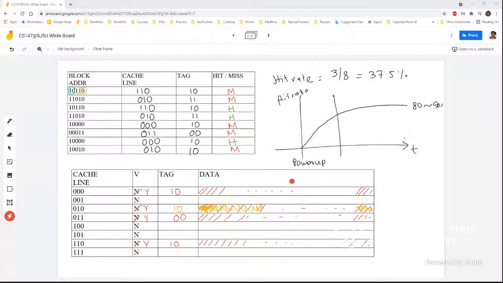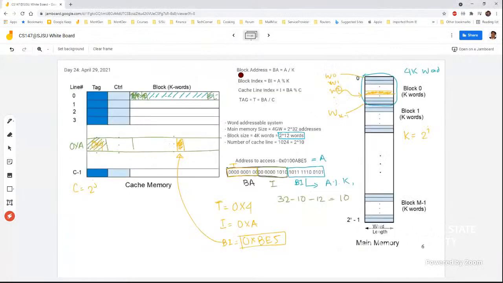Yeah, what's the use of the block index in the memory when we already have the block address? So remember, the block address is telling which block you are going to access, and the block index tells which specific data within that block you are going to access, right? So your entire block is in the cache line.